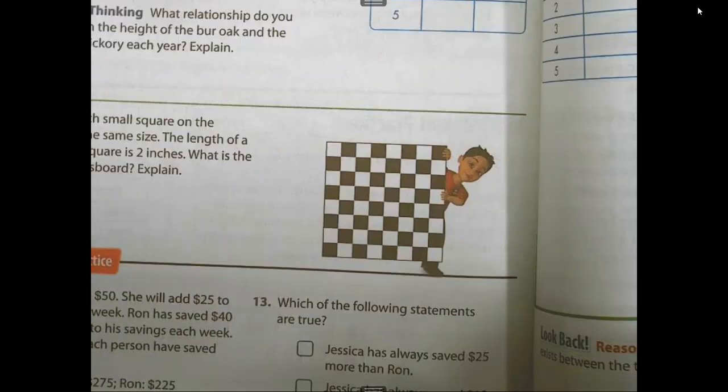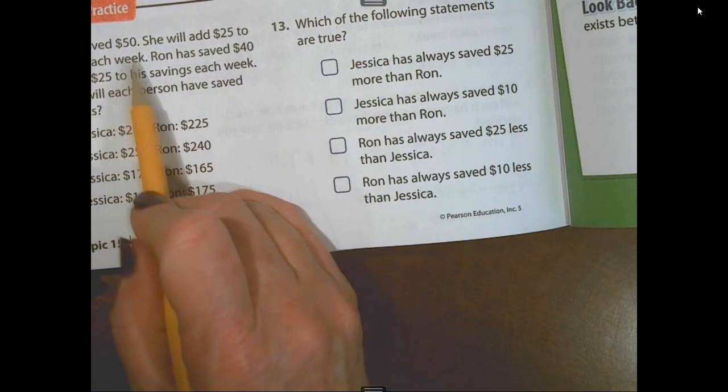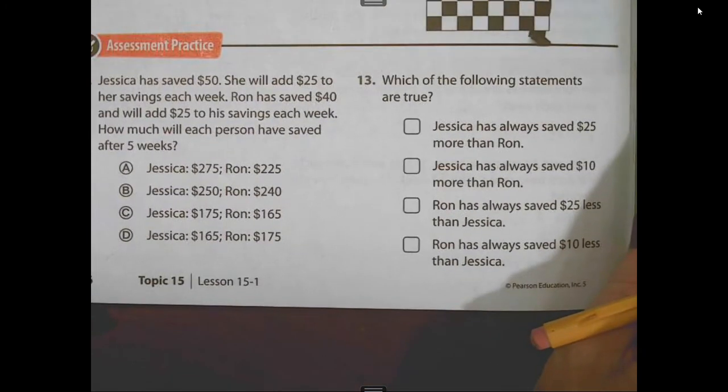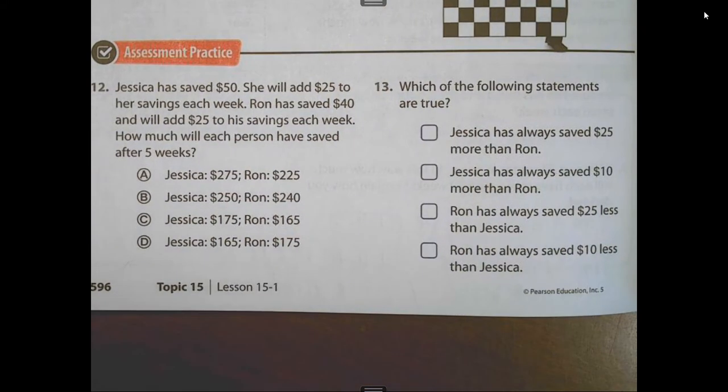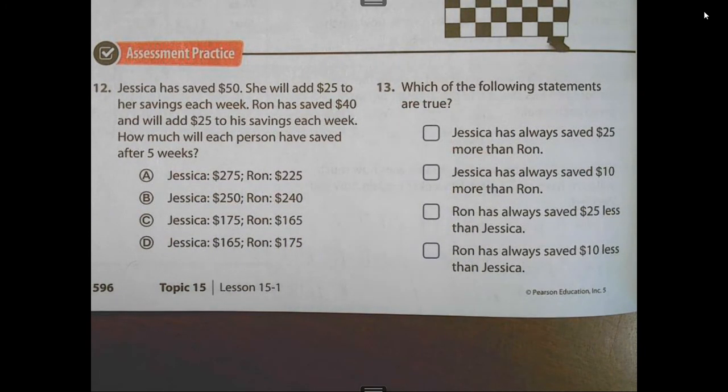At the very bottom, we have the assessment practice, which is a pretty good question. Jessica has saved $50. She will add $25 to her savings each week. Ron has saved $40 and will add $25 to his savings each week. How much will they have saved at the end of 5 weeks?